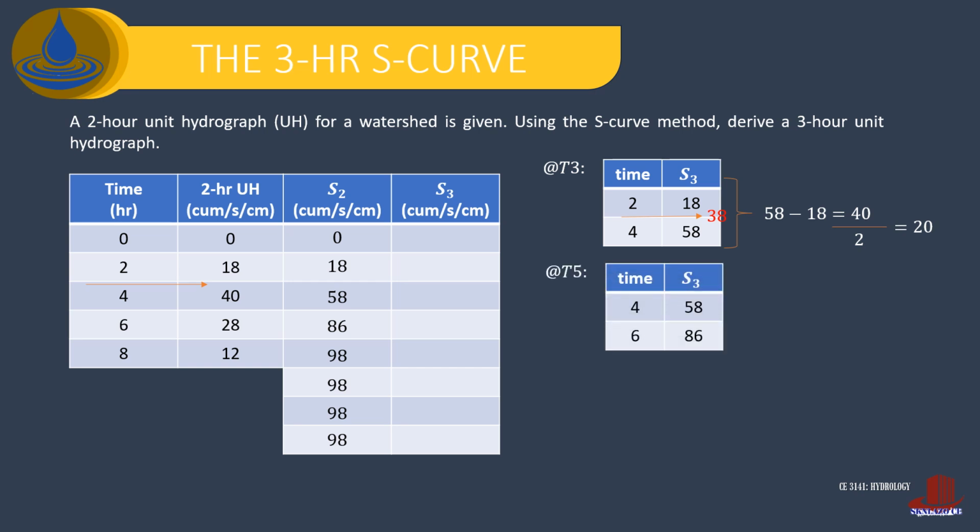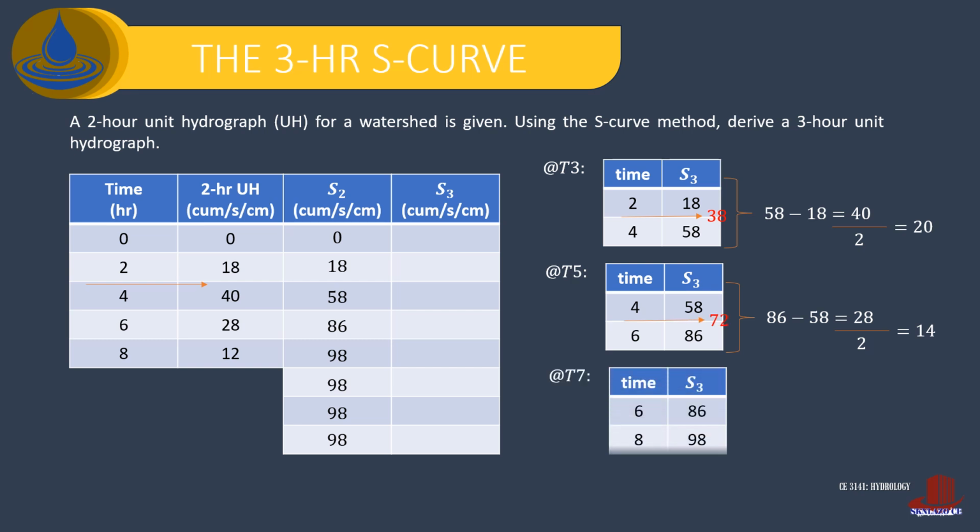We do the same for T5. Take the difference between 86 and 58, then divide it by 2 to have 14. Add 14 to 58 to get 72. At T7, 98 minus 86 is 12, then half of 12 is 6. 6 is added to 86 and get 92.